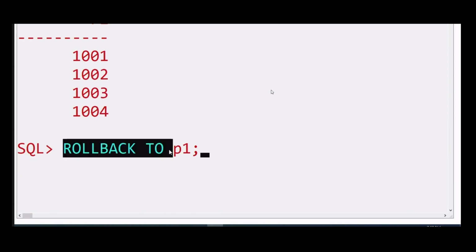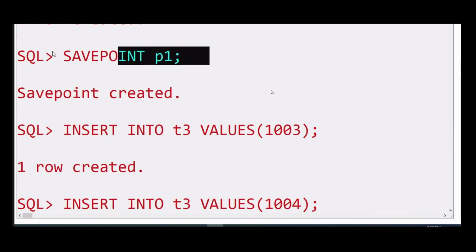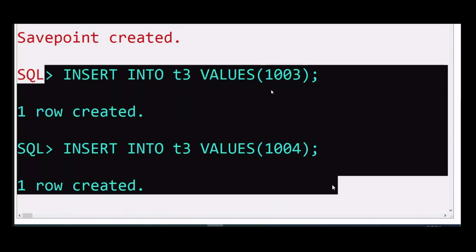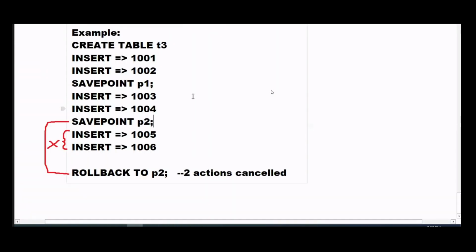Observe now, from this rollback to till which point? Till P1 point. Till P1 point means these actions will be cancelled. 1003, 1004 actions also get cancelled now. So roll back to P2 means it is cancelling up to this point. These two actions are cancelled.